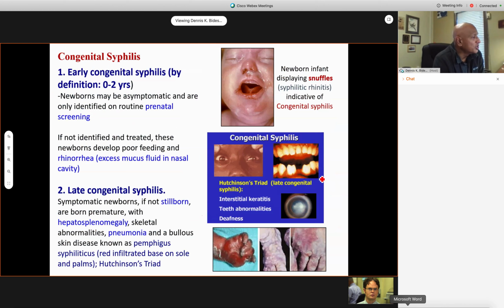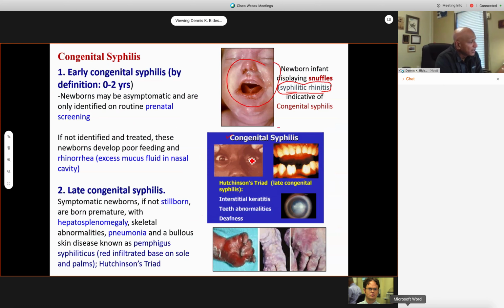I want to focus on congenital syphilis. Congenital simply means that you're born with a condition. Babies who are born to mothers who have syphilis may have syphilis themselves because they acquire that bacterium during development. When they're born, they demonstrate this. This is called snuffles, also called syphilitic rhinitis. Rhino refers to the nose. This is inflammation of the nose or nasal passages. It's kind of indicative of congenital syphilis.